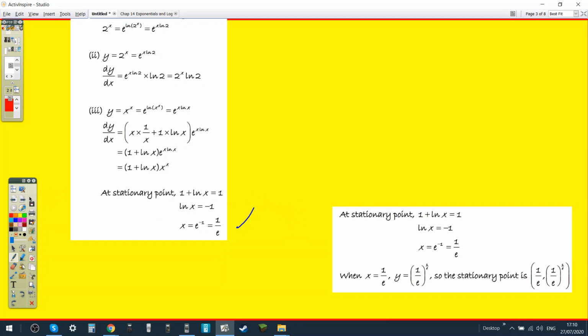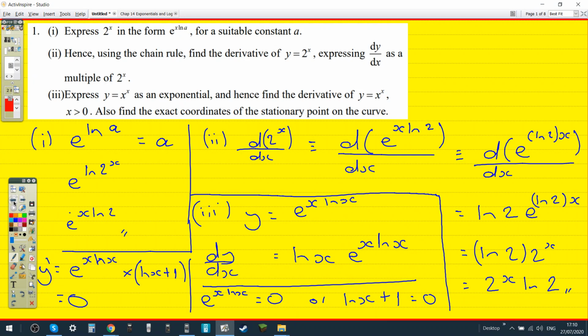Okay. And what was this? Yes, we need a y coordinate, I believe. Oh, you just put it back into x to the x. So, wait, you got x is equal to 1 over e. Mm-hmm. So 1 over e to the power of 1 over e. Can you solve that, or do you just leave it? That's the exact coordinate, so.